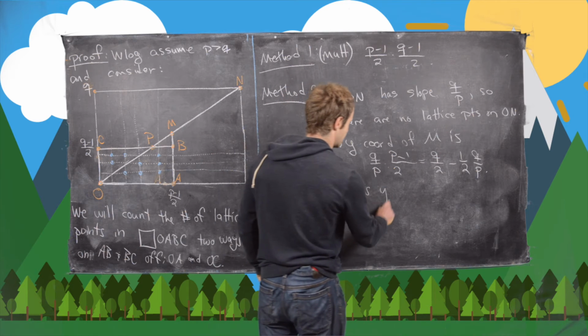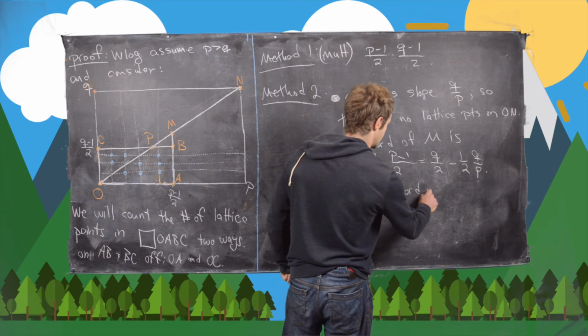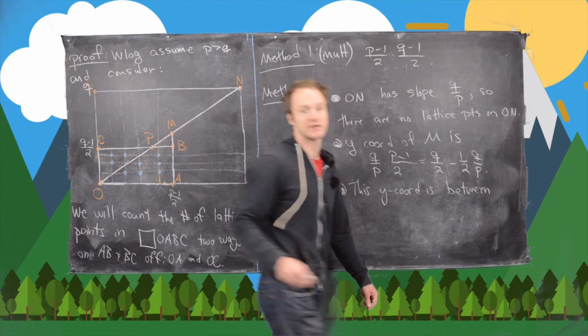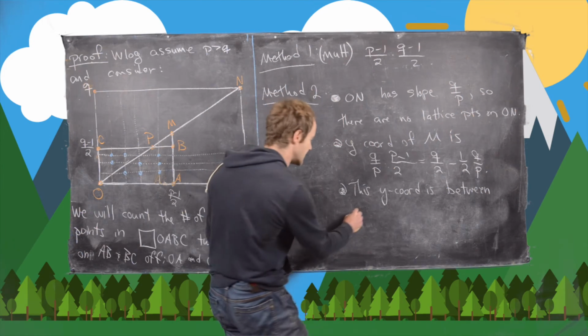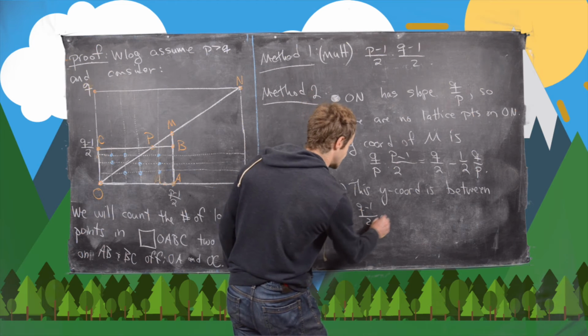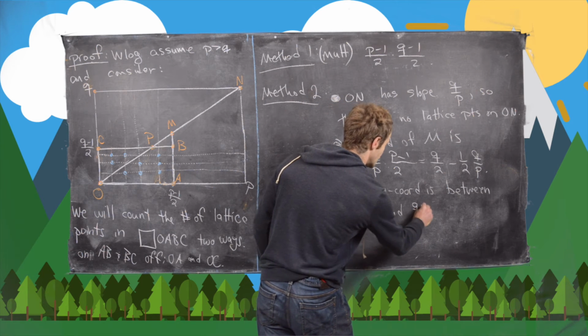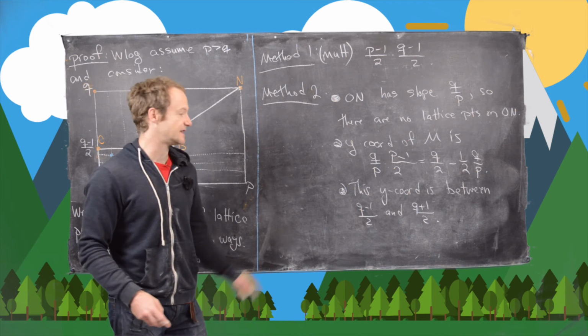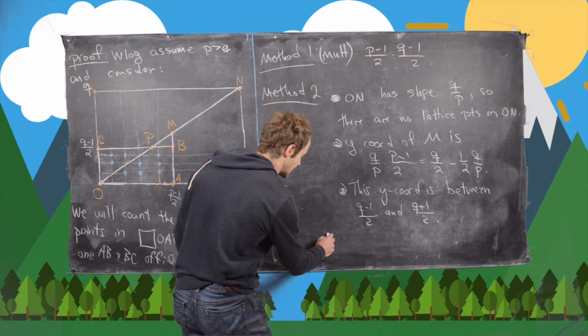This y-coordinate is between the following 2 points. So it's between q minus 1 over 2 and q plus 1 over 2. Okay, and so how do we see that? Well, we can figure out an inequality.